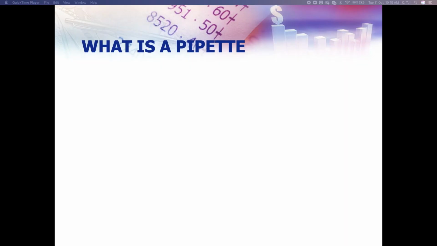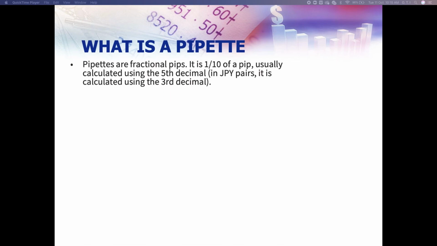Now let's go through what a pipette is, right? What is a pipette? Pipettes are fractional pips. It is 1/10 of a pip, usually calculated using the 5th decimal point. In Japanese pairs, it is calculated using the 3rd decimal point, right? So now you can see that the Japanese yen is quite different from the majority of currency pairs, because the pipette is located in the 5th decimal place, and with the Japanese yen it is located in the 3rd decimal place.